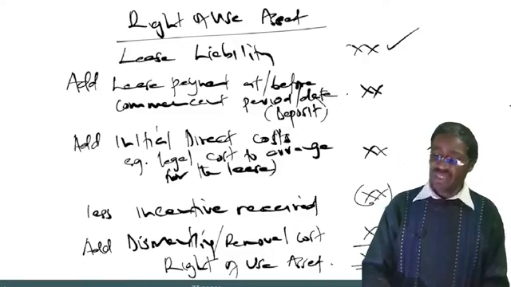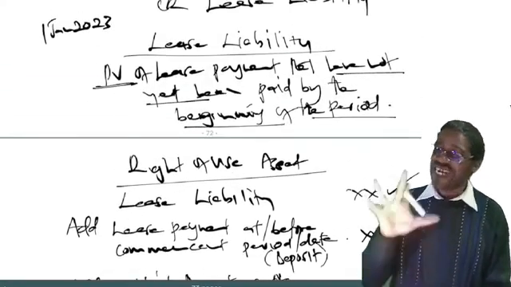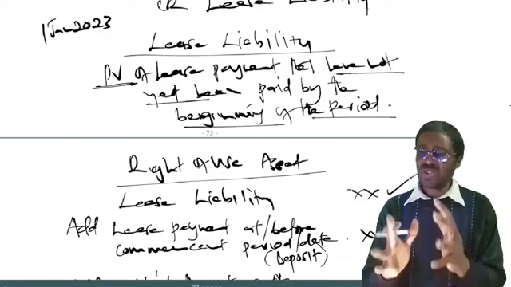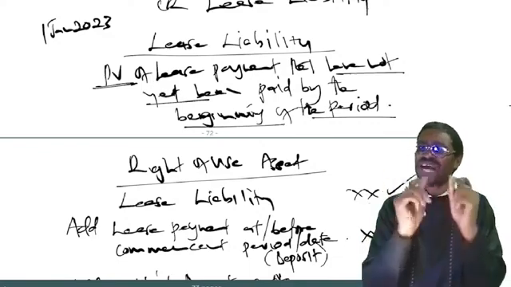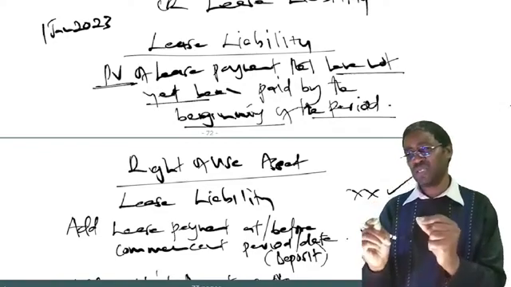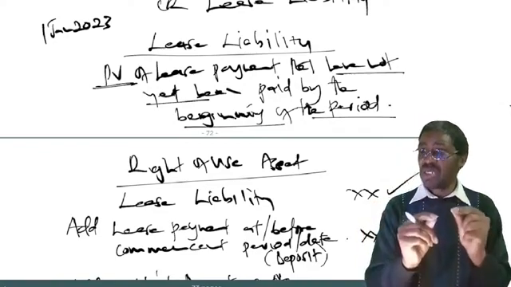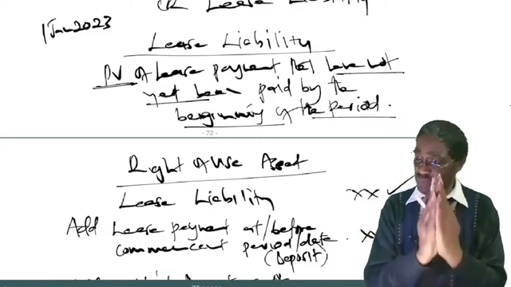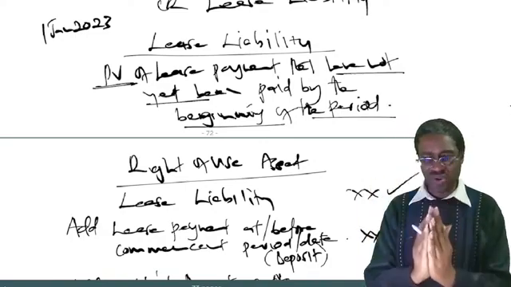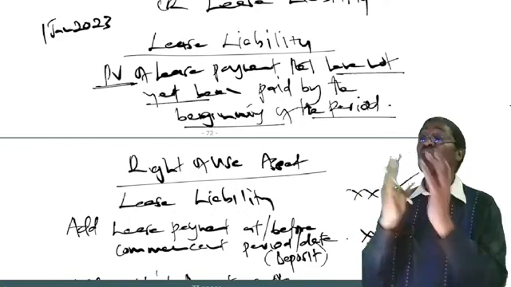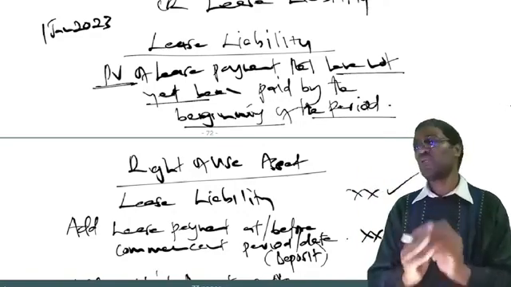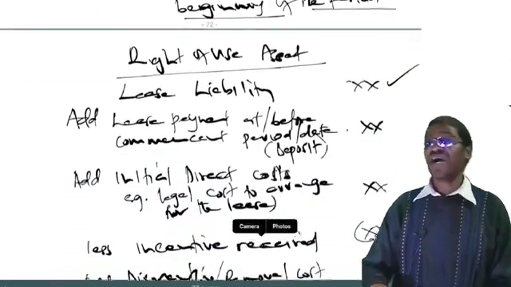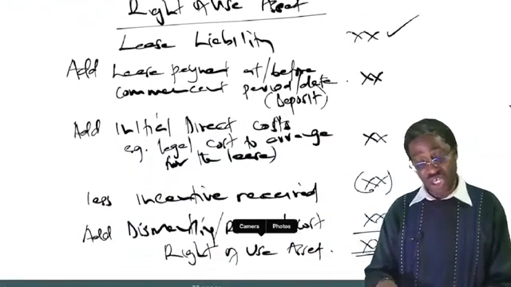I have said that to determine the amount we are calling the lease liability, just get the present value of the lease payments that have not yet been paid by the beginning of the lease period. Whatever lease payments have not been paid, get the present values of those, because those are your future obligations. That's all about liability. About the asset, that's where there are some issues.